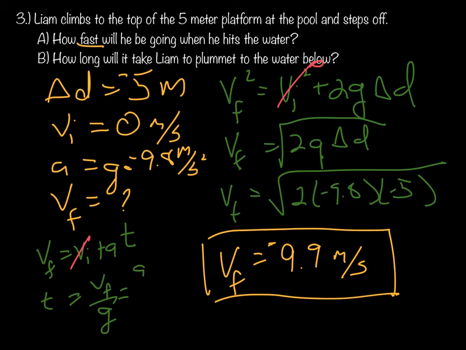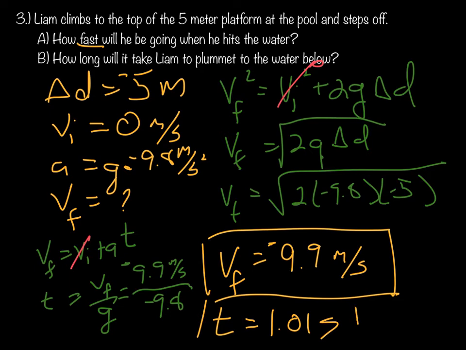Vf is negative 9.9 meters per second, and you'll see that it's important that it's negative because I'm dividing by a negative 9.8. Time can't be negative, so I have to have a positive value for time, and that gives me an answer of time equaling 1.01 seconds. So to fall 5 meters it takes roughly 1 second. That's fun. Alright, so that's the third question. Let's move on to question number 4.